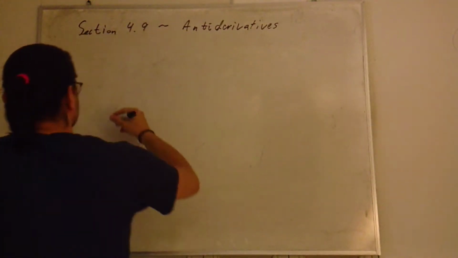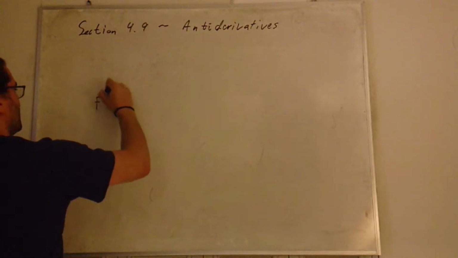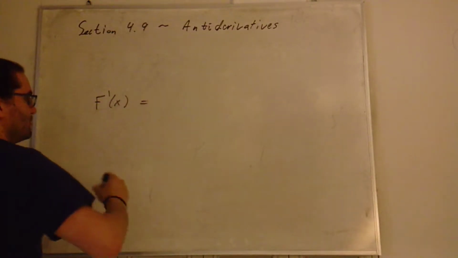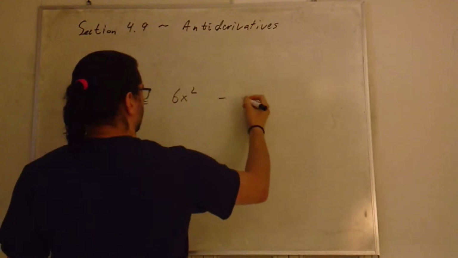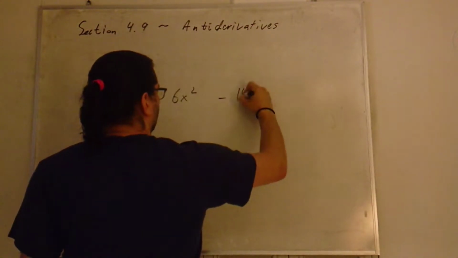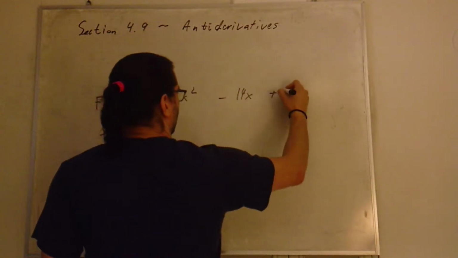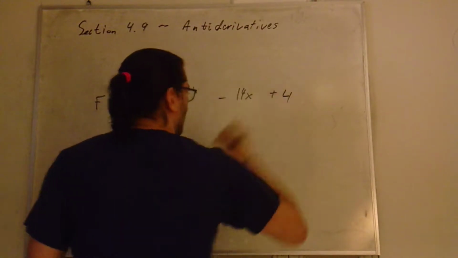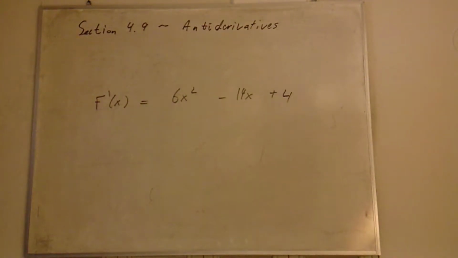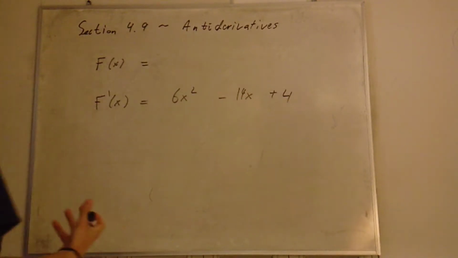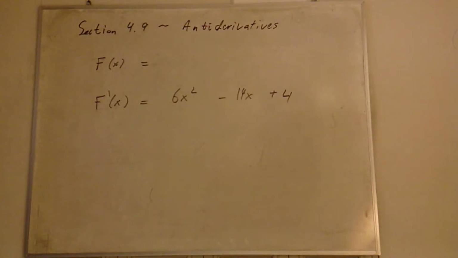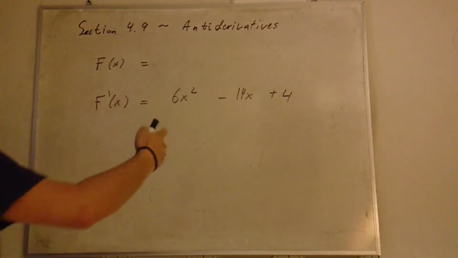So we'll see some stuff that looks like this. F prime of x equals, let's say, 6x squared minus 14x plus 4. This is a derivative of some function that I don't know. But we can probably figure out what the function was, where all of this business came from.